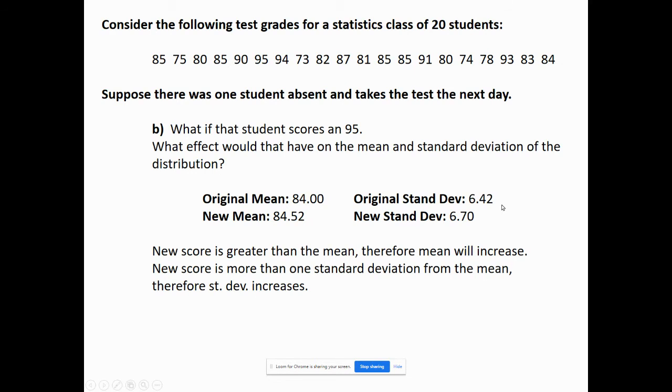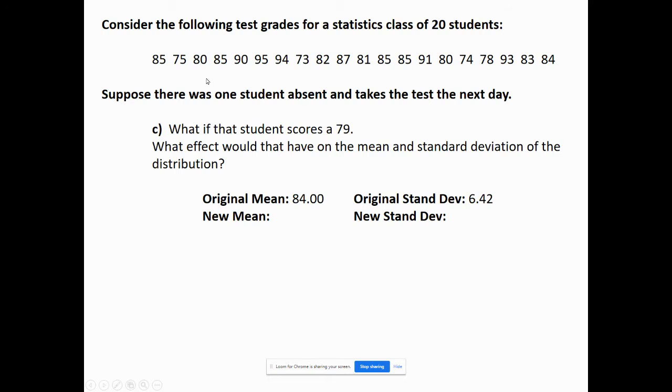Now, as far as standard deviation goes, the new score is more than one standard deviation from the mean, therefore the standard deviation increases. So if you're more than one standard deviation from the mean, you've increased the variation of the data. So the standard deviation is going to go up a little bit.